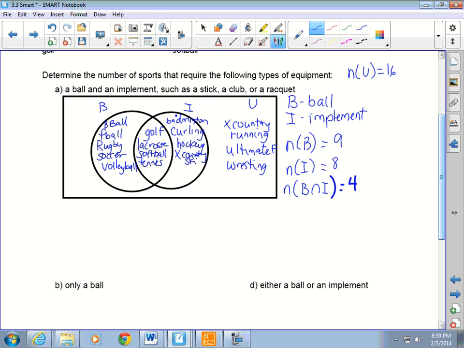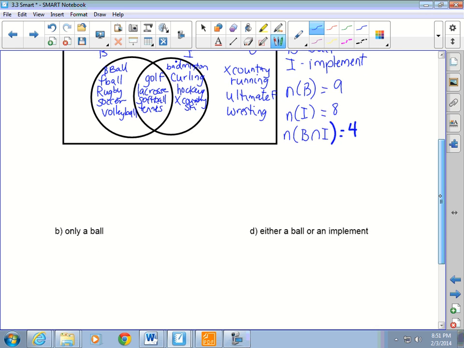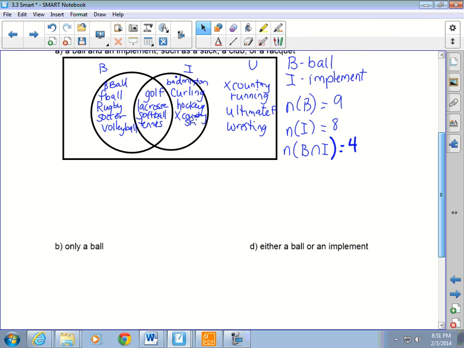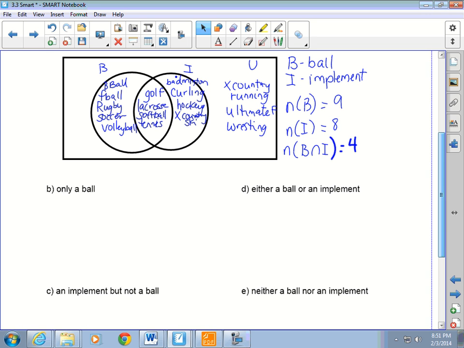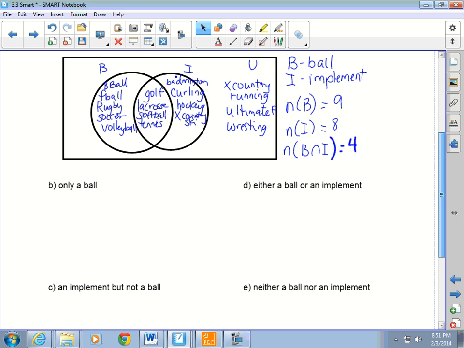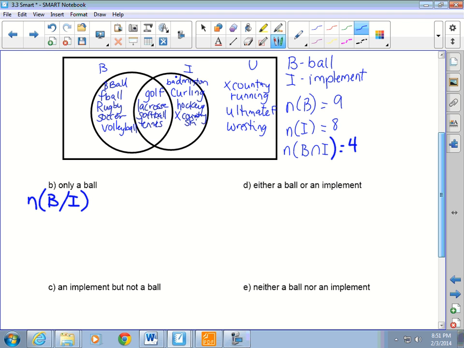So the number that require only a ball. So that's the same as saying the number that is in the ball minus the implement.